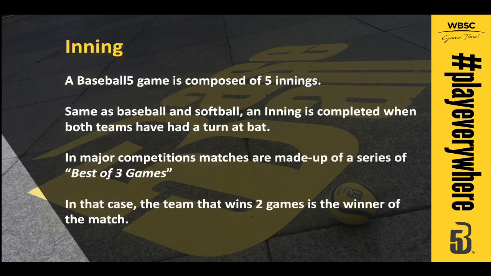Now some of the basics. A Baseball 5 game is composed of 5 innings. Just like in baseball and softball, an inning is completed when both teams have had a turn at bat. In major competitions, Baseball 5 matches are made up of a series of best-of-3 games. In those best-of-3 series, the team that wins 2 games is the winner of the match.